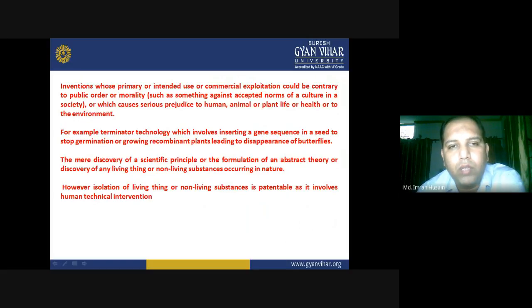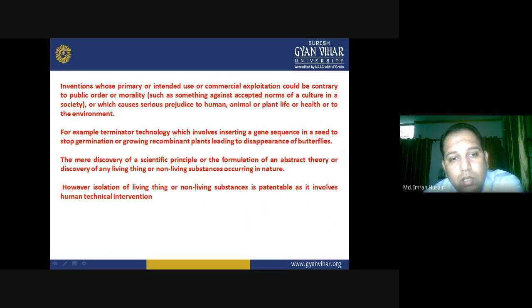Inventions whose primary or intended use or commercial exploitation could be contrary to public order or morality, or which cause serious prejudice to human, animal, and plant life or health, or to the environment. For example, terminator technology, which involves inserting a gene sequence in a seed to stop germination, or growing recombinant plants leading to disappearance of butterflies.